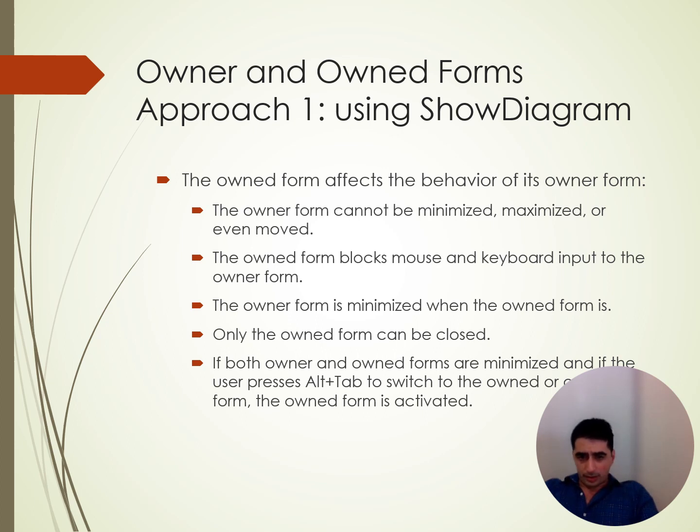And you can only close the owned form, not the owner form, while the owned form is shown. And if both owner and owned forms are minimized, and if the user presses Alt and Tab to switch to the owned or owner form, you're never going to jump to the owner. You always end up at the owned. So the owned form is activated using Alt Tab.